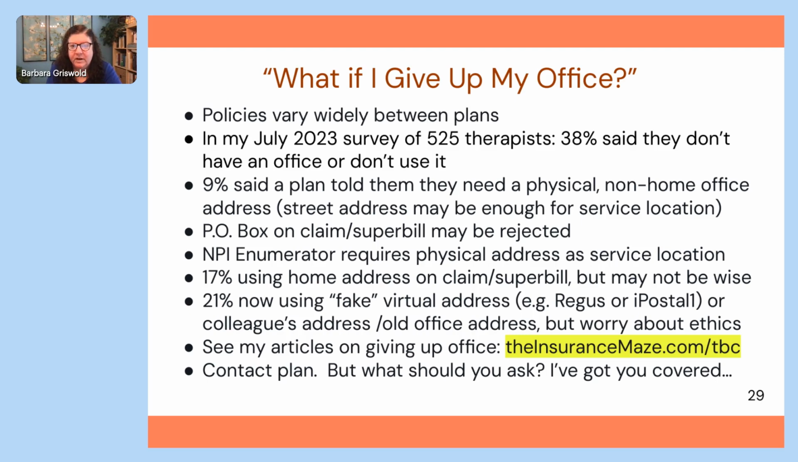Not sure that we always want to have our home address out there on our claims and superbills for our clients to see, or their angry partners to see. 21%, so almost a quarter, were now using some kind of a fake virtual address, like Regus or iPostal One. These are virtual addresses where you're able to get a fake office address, or they were using some kind of a colleague's address or an old office address.